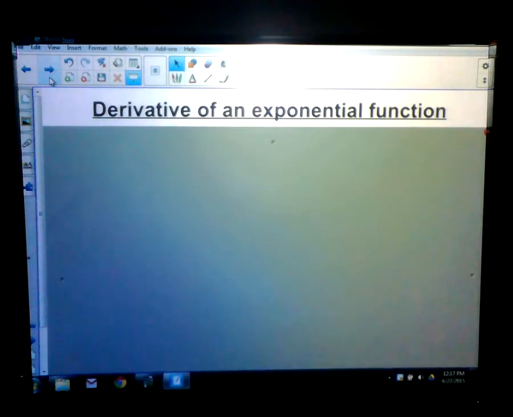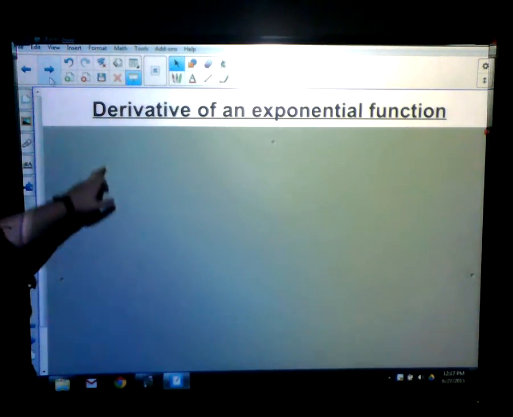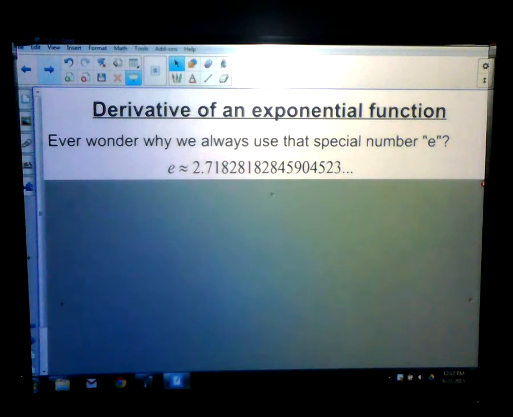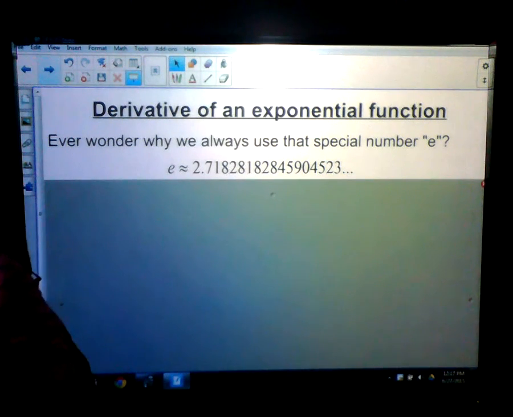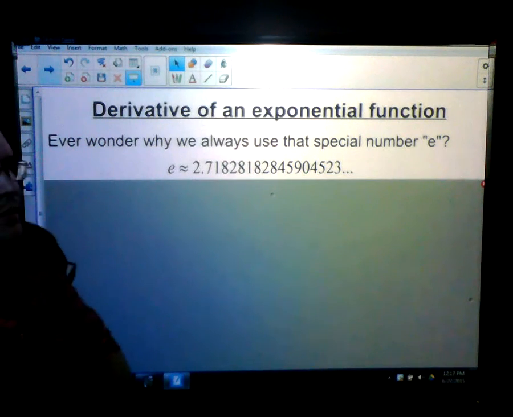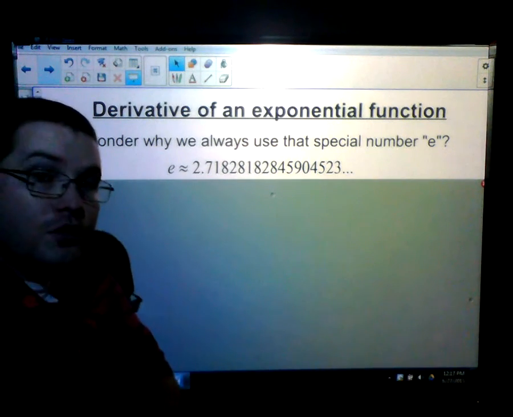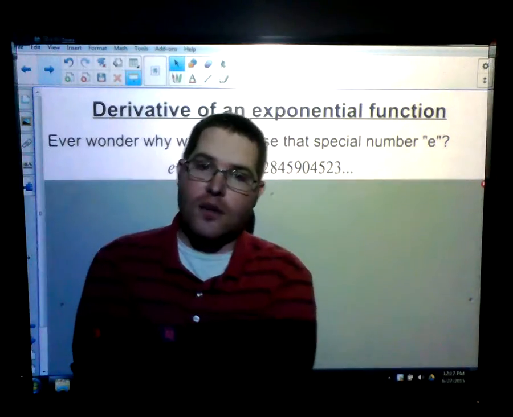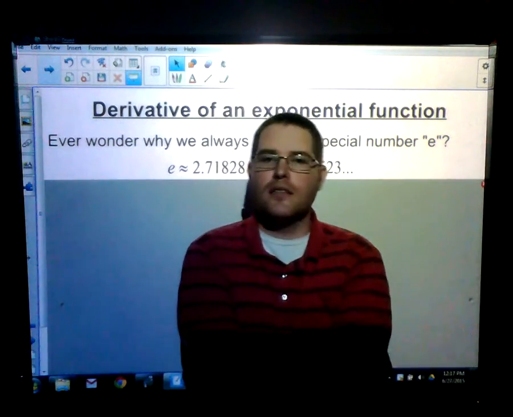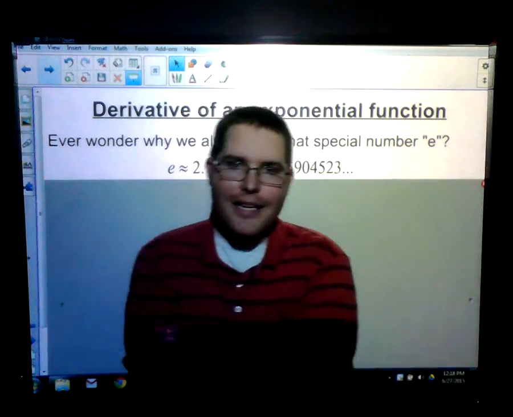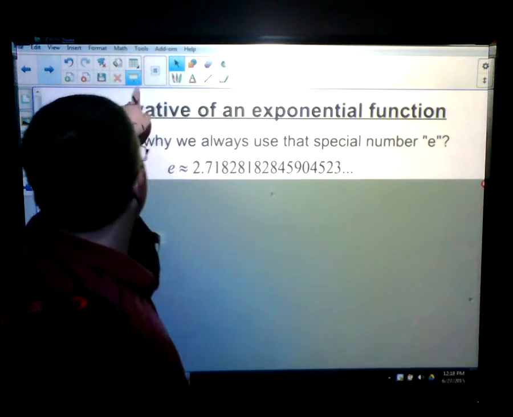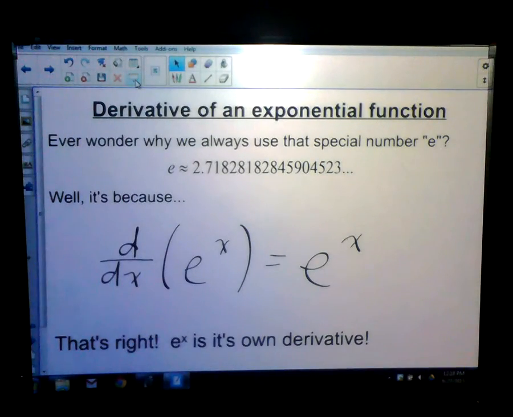Okay? Derivative of an exponential function. Ever wonder why we always use that special number e, 2.71828, 1828, 4590, 4523, and it keeps going on forever? I told you guys two years ago that when you get to calculus, e will make sense. Here is why. e has a crazy property. e is its own derivative. The derivative of e to the x is e to the x. It is its own derivative. That means it's a very easy rule to remember.